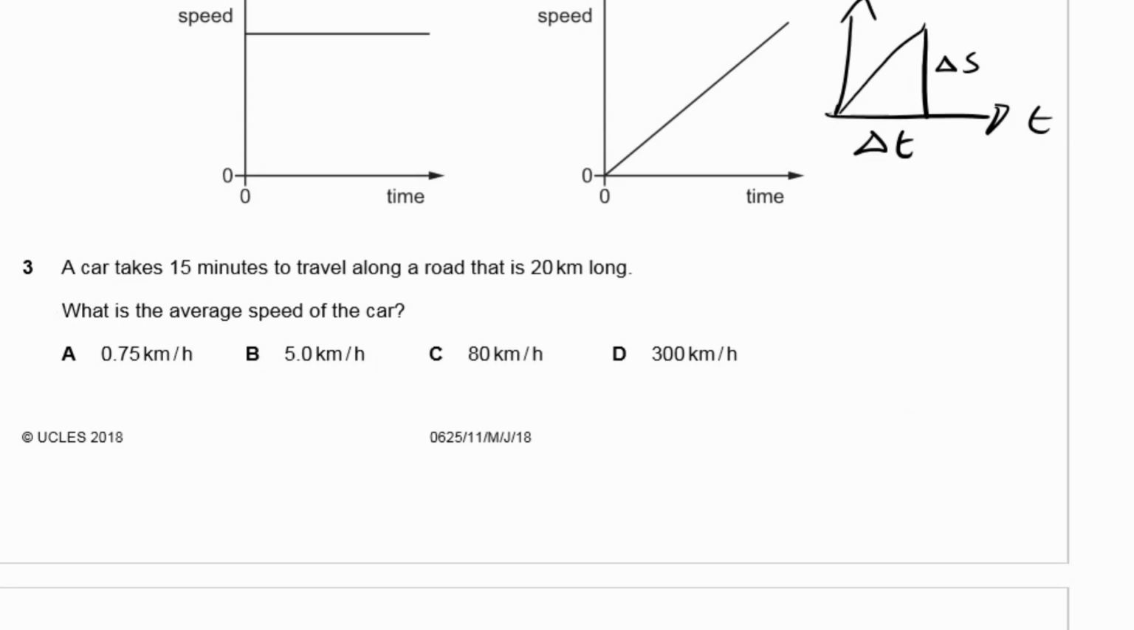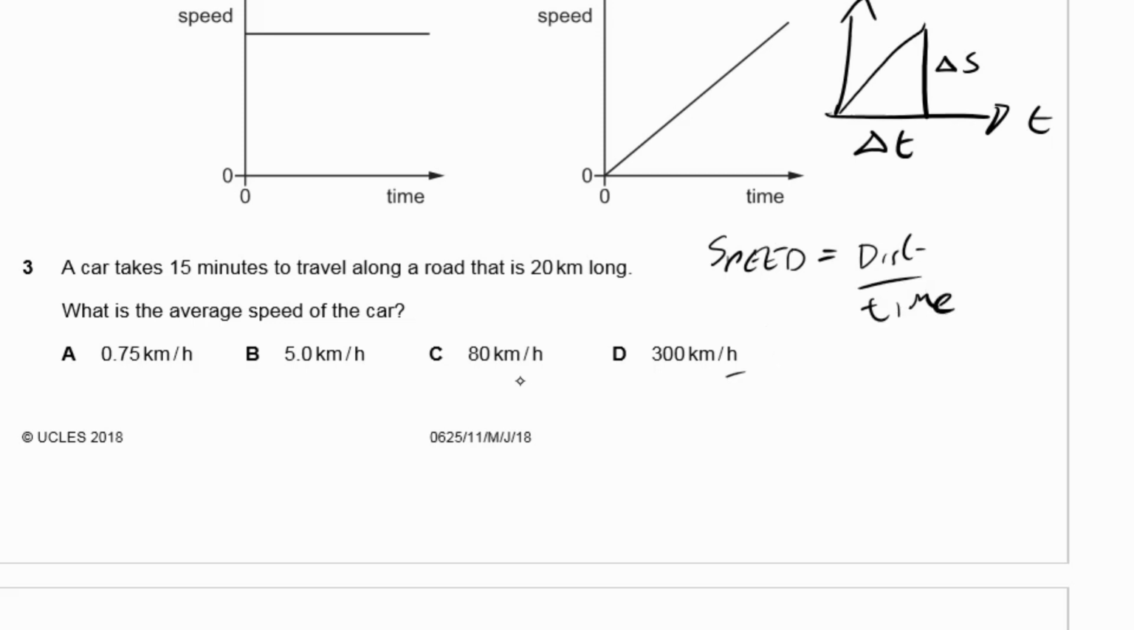Okay. Question number 3. A car takes 15 minutes to travel along a road that is 20 kilometers long. What is the average speed of the car? Right. So what do we know? Well, we know that speed is given by distance over time.